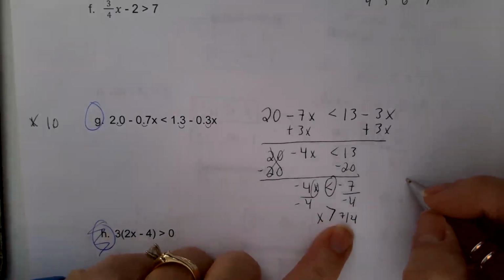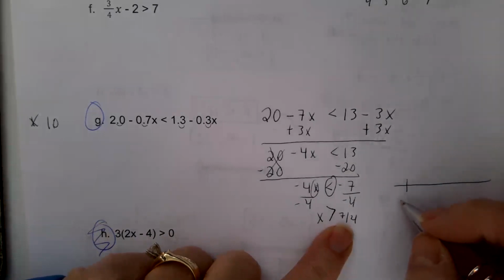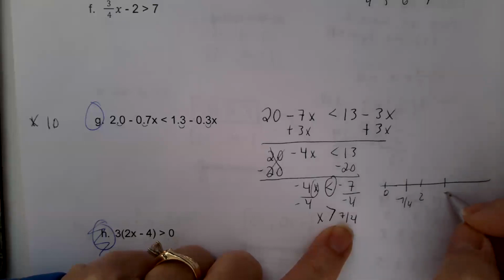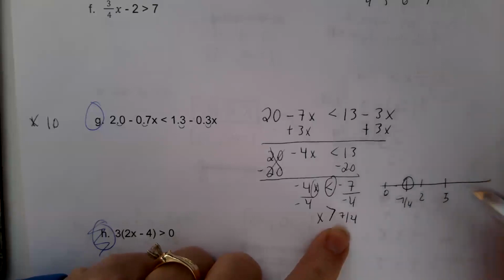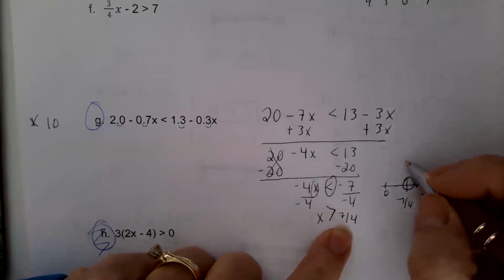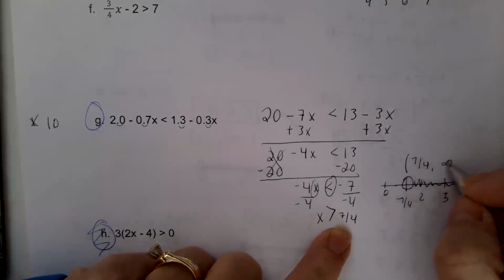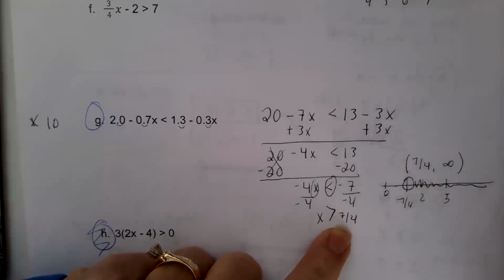So that means on my number line, I have 0 over here. 7/4 is 1 3/4. There's 2, there's 3. And it says strictly greater than, so it gets an open circle and it shades to the right. And then it gets an open parenthesis in the interval form and it goes to positive infinity.